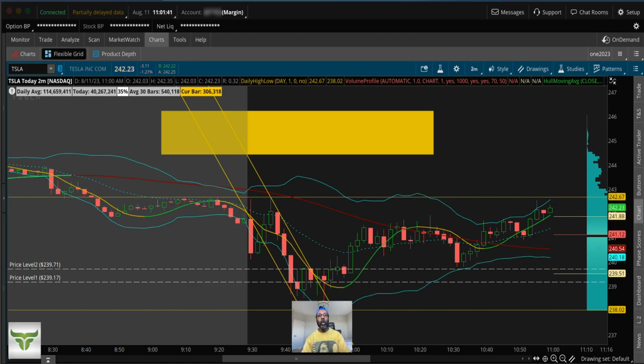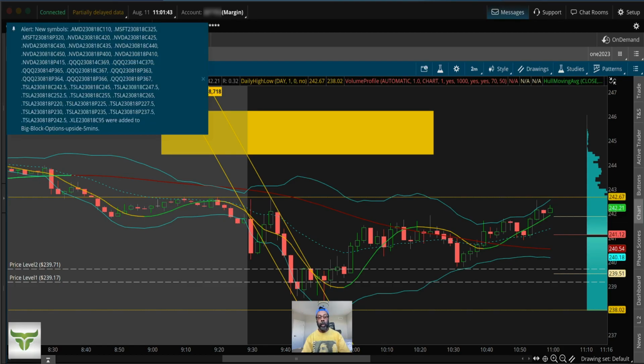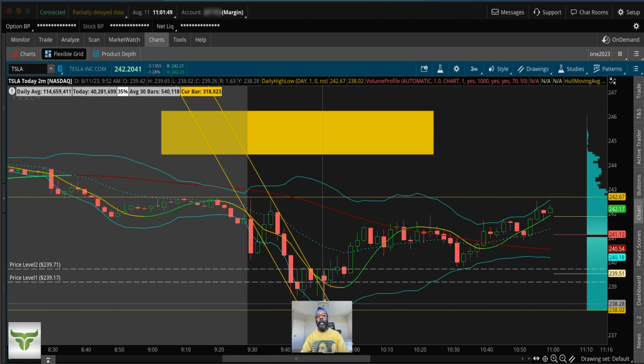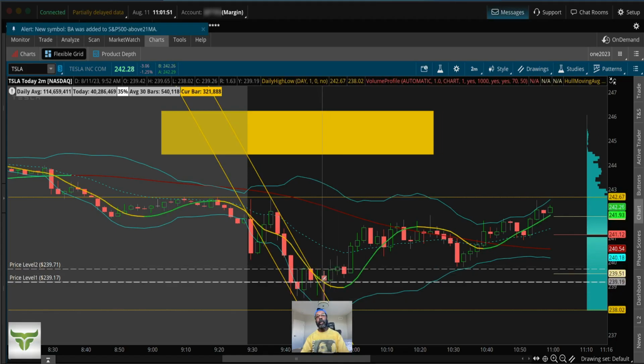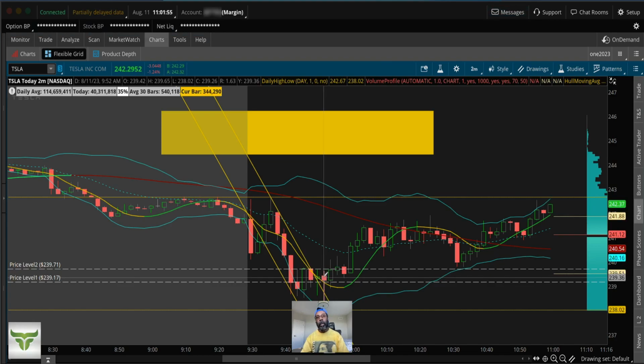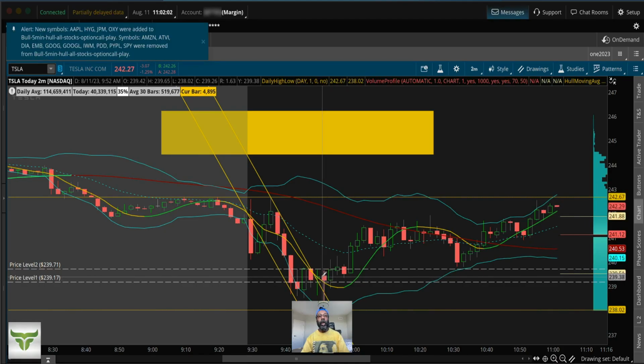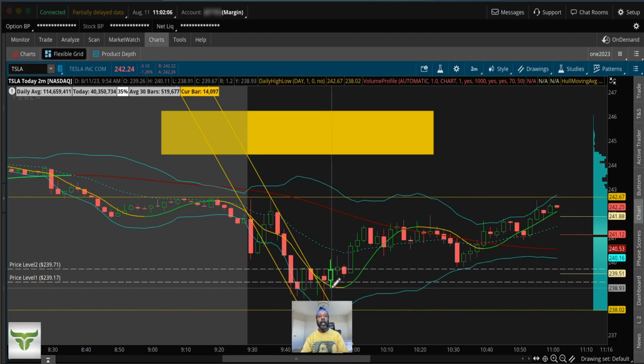So when I hit the low here at 238.02, I'm like, and look at this candle. This is a crazy, this is the $1.63 range. From the top end to the low end to the open to the close. It was just a wild range. So I'm looking at it, I'm looking at it, I'm looking at it.